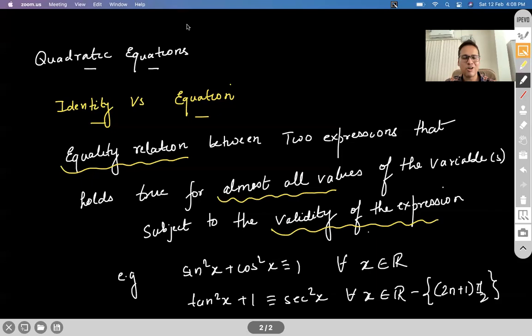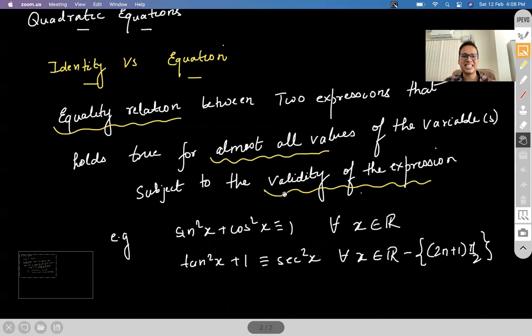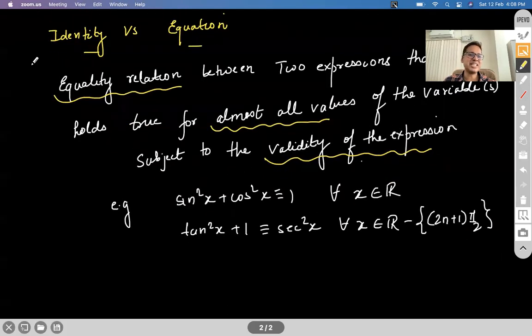They are true for almost all the values, but subject to the fact that the functions or the expressions given to you should be real and defined. So don't start putting into that expression anything that you want, under the name that it's an identity. All right. So what's an equation on the other hand? This is an identity, my dear. So what's the equation on the other hand?